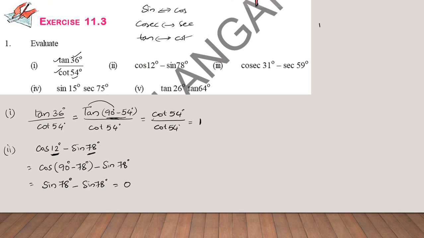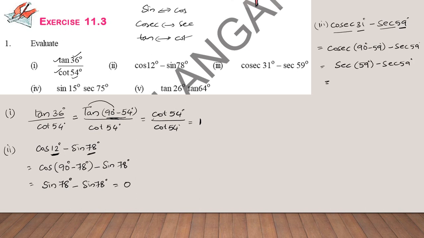The same way you can do the third bit also, right? Cosecant of 31 degrees minus secant of 59 degrees. If you observe, the sum of these two angles is 90 degrees and cosecant and secant are complement to each other. Then I can write it as cosecant of 90 minus 59 minus secant 59. Now cosecant of 90 minus theta I can write as secant, so secant of 59 degrees minus secant of 59 degrees. Since both are equal, when you subtract it will be equal to 0.